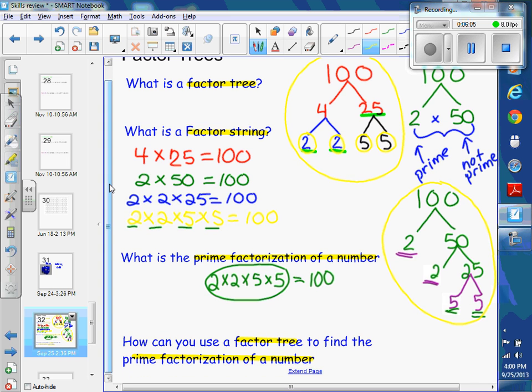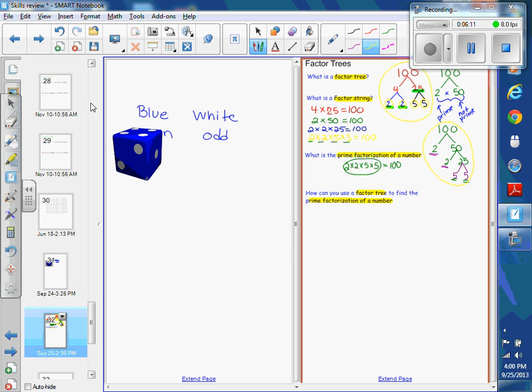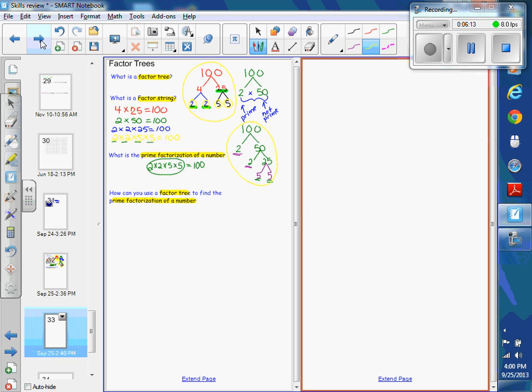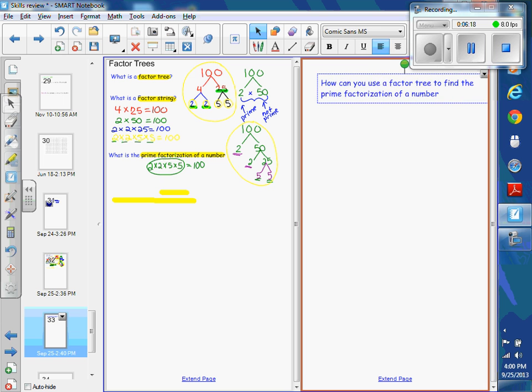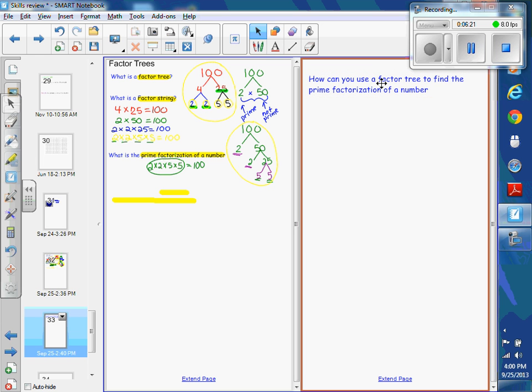So the bottom question, let me bring in another page here. The question that I have here is, how can you use a factor tree to find the prime factorization of a number? Well, let's see if you can do one of these by yourself. Maybe on a piece of notepaper, you could try to find the prime factorization of 36. So first pick any two numbers you want to multiply to get 36.